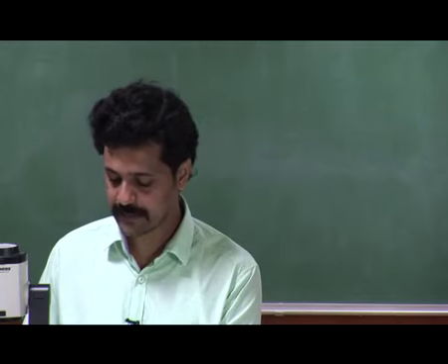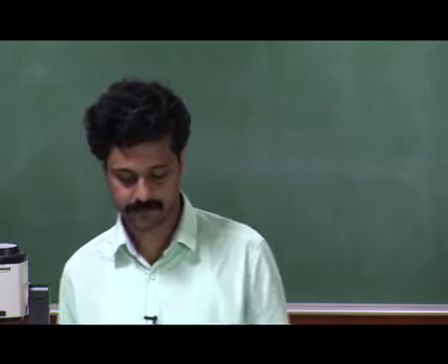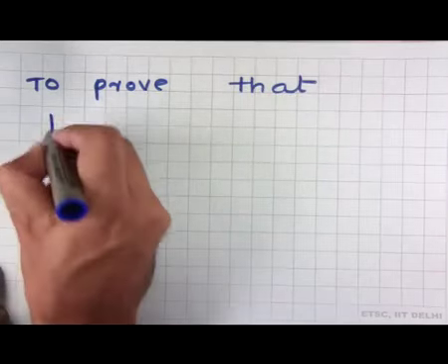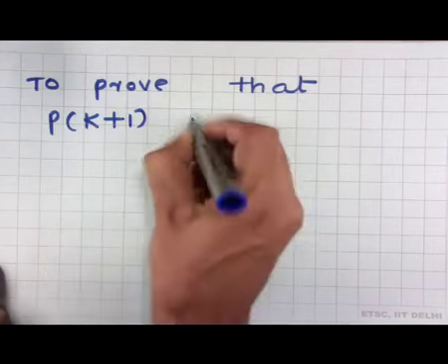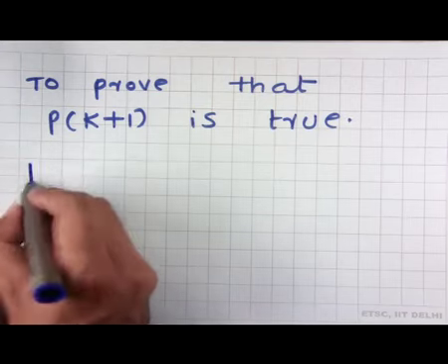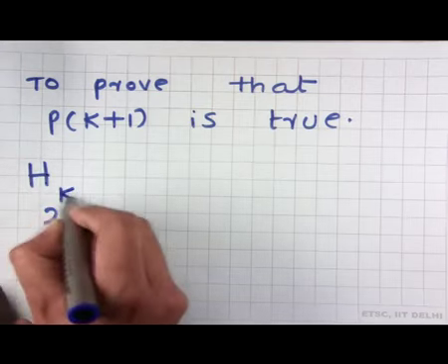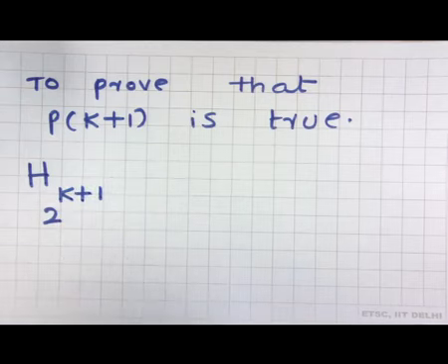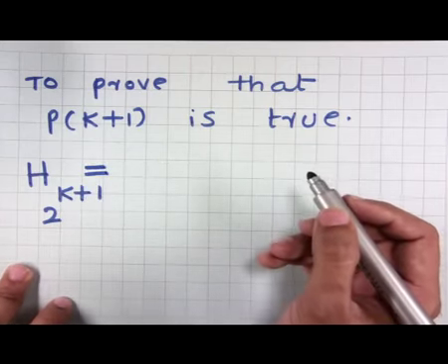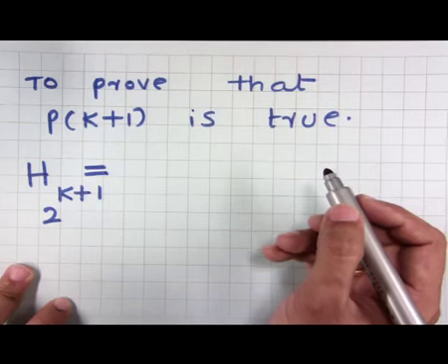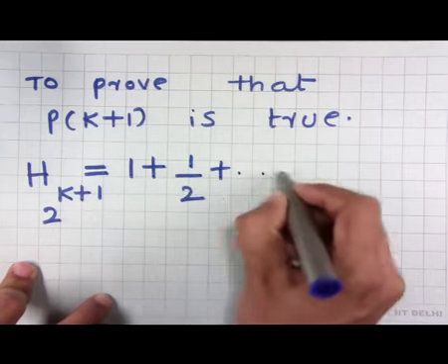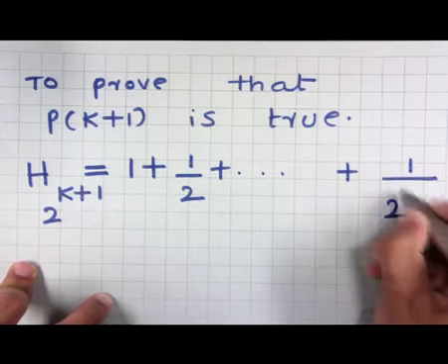We have to prove it for k plus 1. To prove that P of k plus 1 is true, let us start with the expression for h 2 power k plus 1. By definition, this is sum of the reciprocals of first 2 power k plus 1 natural numbers, that is 1 plus 1 by 2 plus etc. plus 1 by 2 power k plus 1.